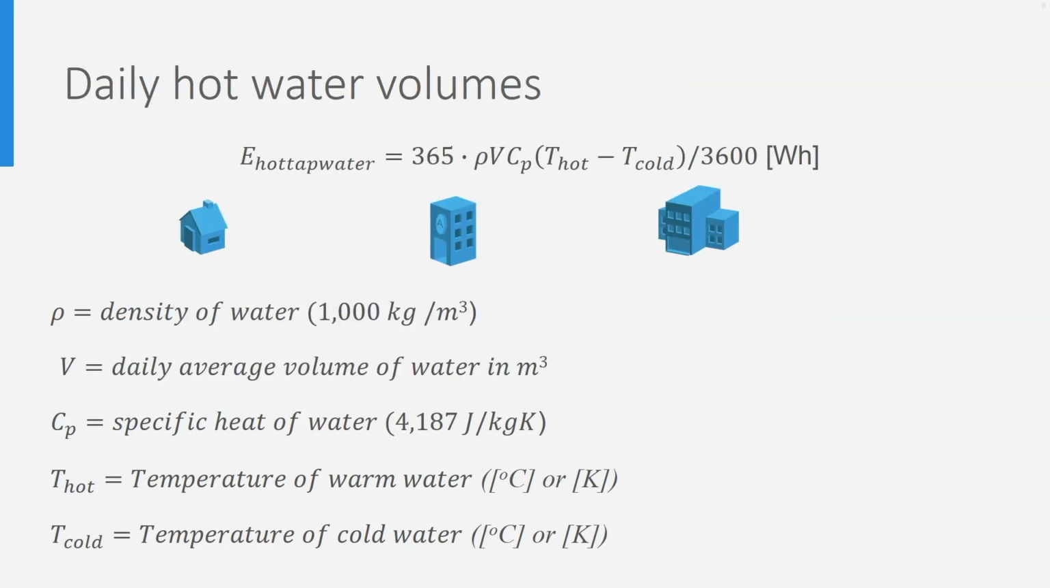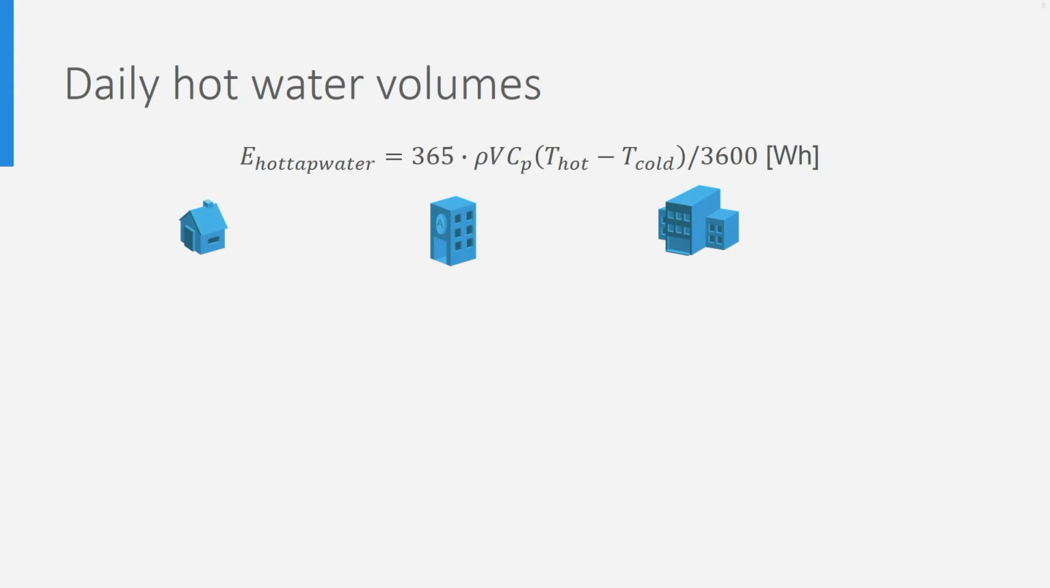As you can see in the equation, the volume and the temperature difference between hot and cold water are the values that we can use to influence the energy demand for hot and cold water. We also already mentioned that the volume use of hot water is dependent on the function of the building. This table shows the average hot water daily demand of the US in liters. However, this differs a lot per country, climate and culture.